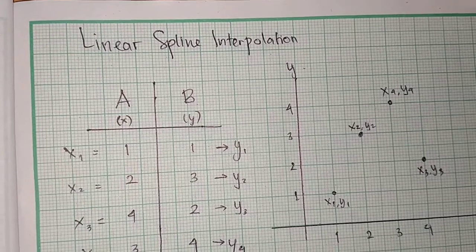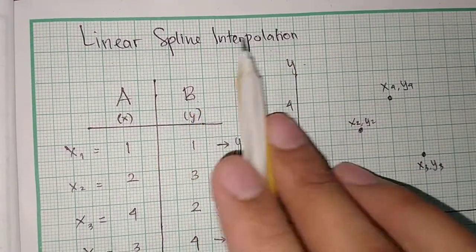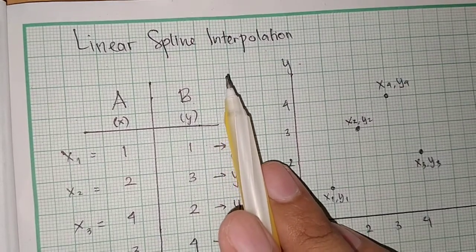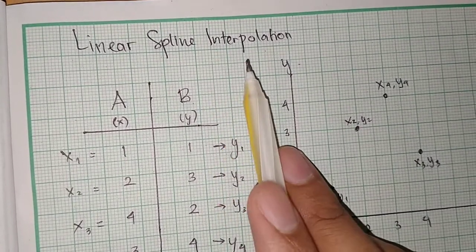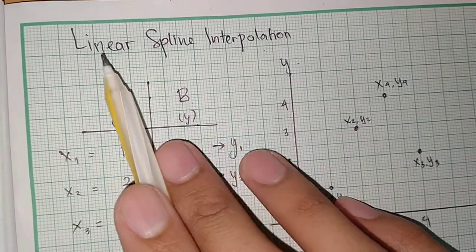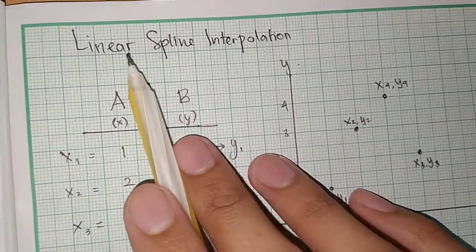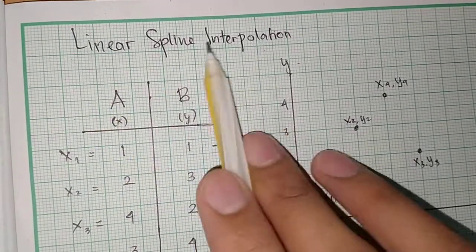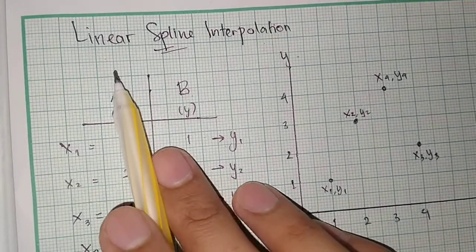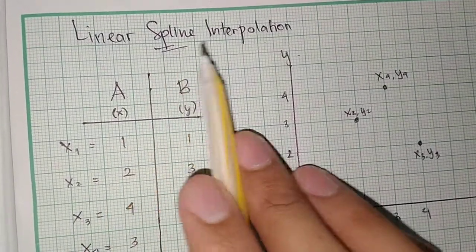So today we are going to talk again about interpolation. There are a lot of kinds of interpolation. We already know about linear interpolation, then polynomial interpolation, and now we are going to discuss linear spline interpolation. So we have the word spline here. What is linear spline interpolation?